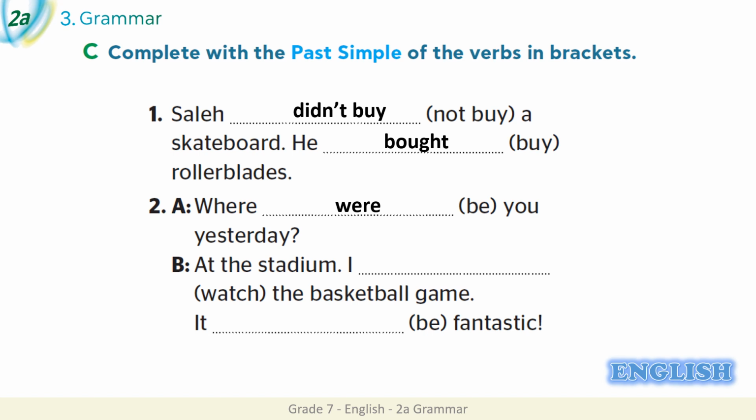Of course, also we have 2 parts. Let's start with the first one. That's correct. I watched. This is an affirmative form of regular verb. We added ed. That's perfect. How about the second part? That's perfect. It was fantastic. The subject is it, and the verb should be was. That's perfect, guys.